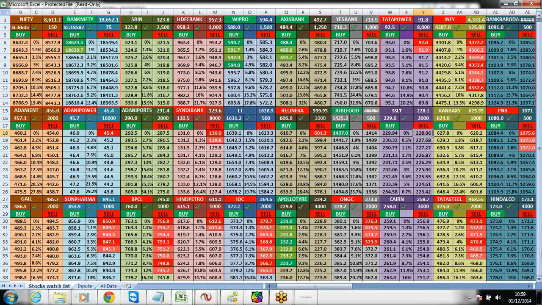So let's just check the chart once and then place the trade, because that is always safe. When the market is moving up and when we get a sell call here, then we should be a bit careful.